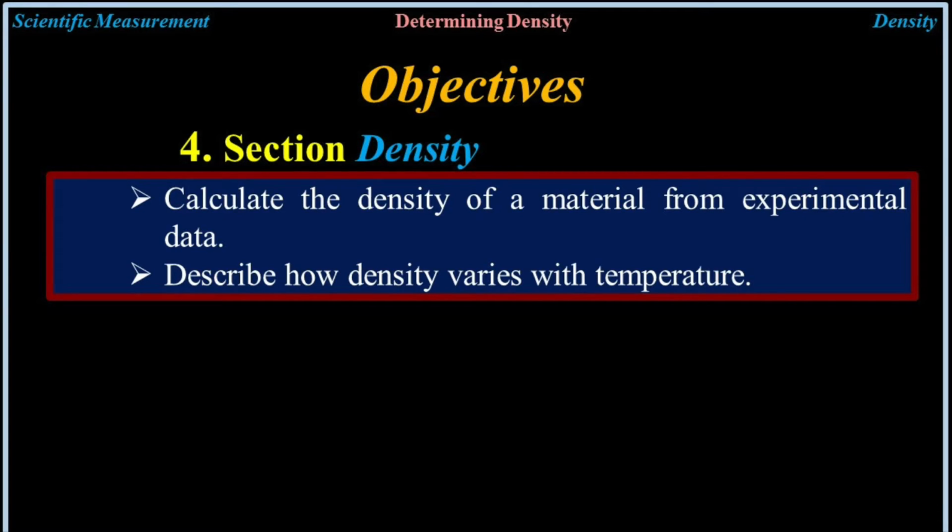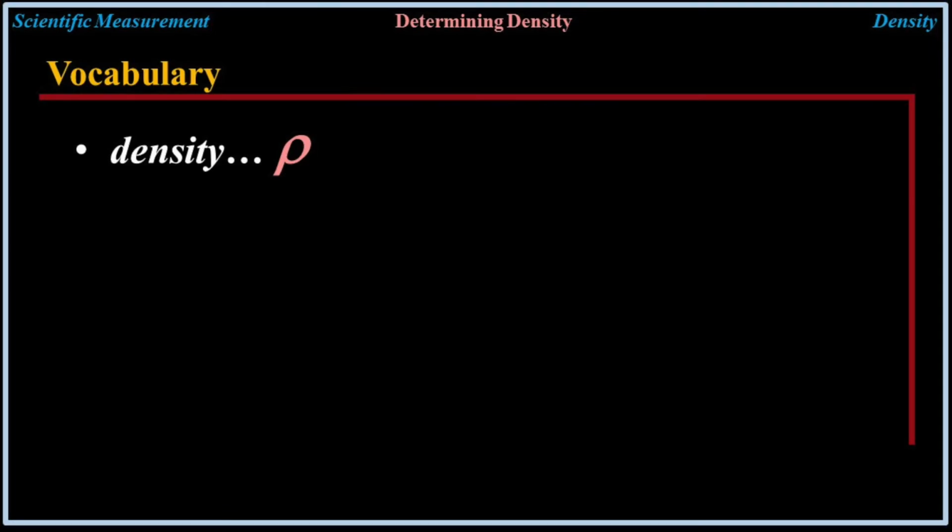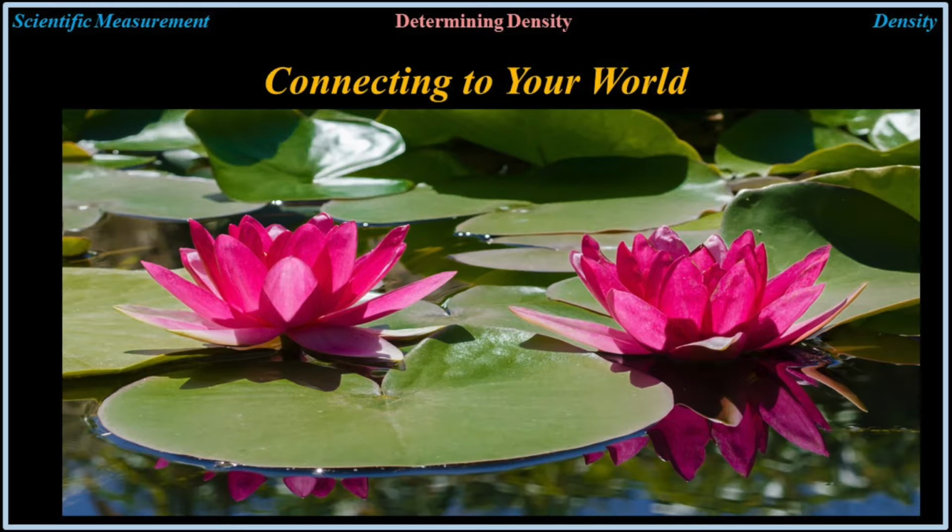Density, section 4. Calculate the density of a material from experimental data. Describe how density varies with temperature. Key concepts, density, section 4. What determines the density of a substance? How does a change in temperature affect density? Vocabulary: the only word listed is density. Next to the word density, I have a rho, the Greek letter lowercase rho, which stands for density.